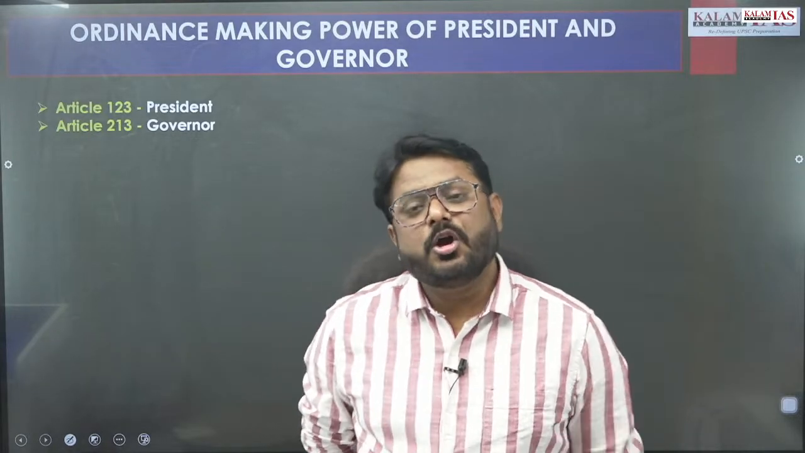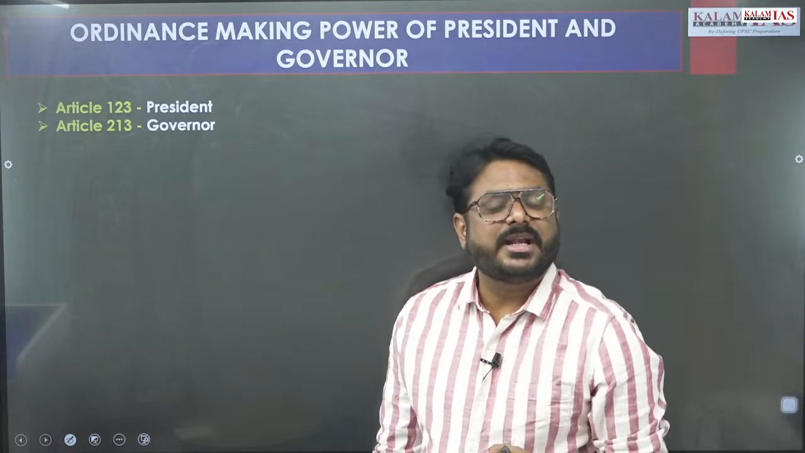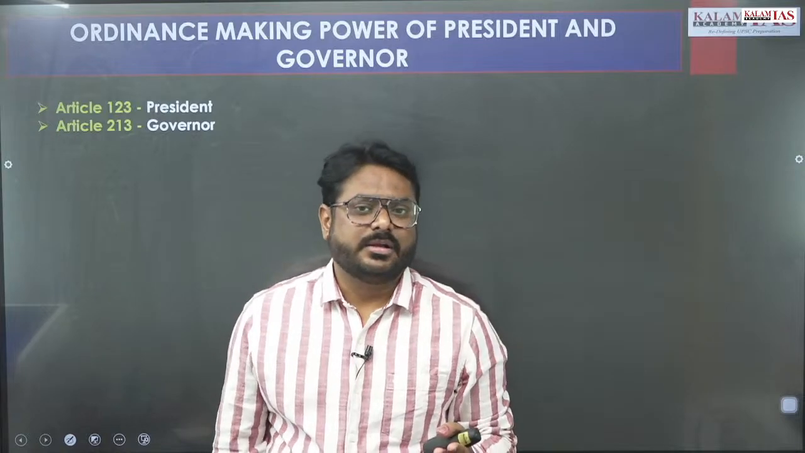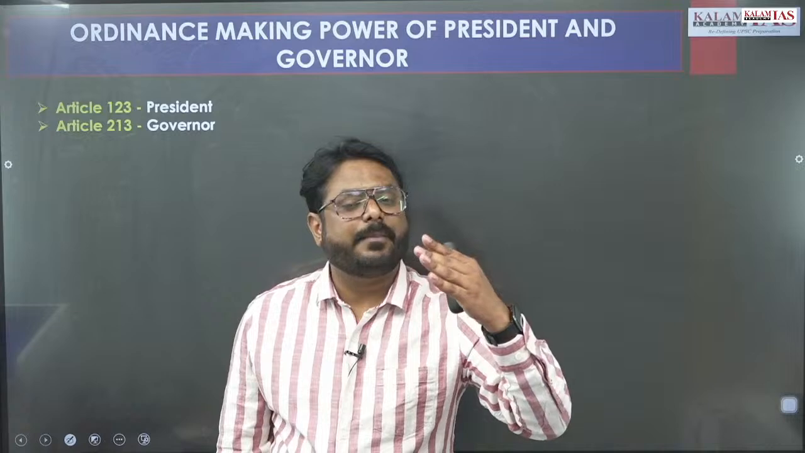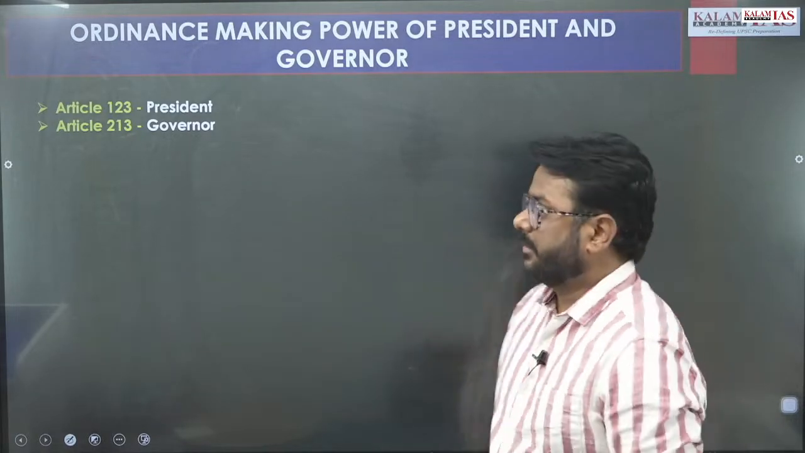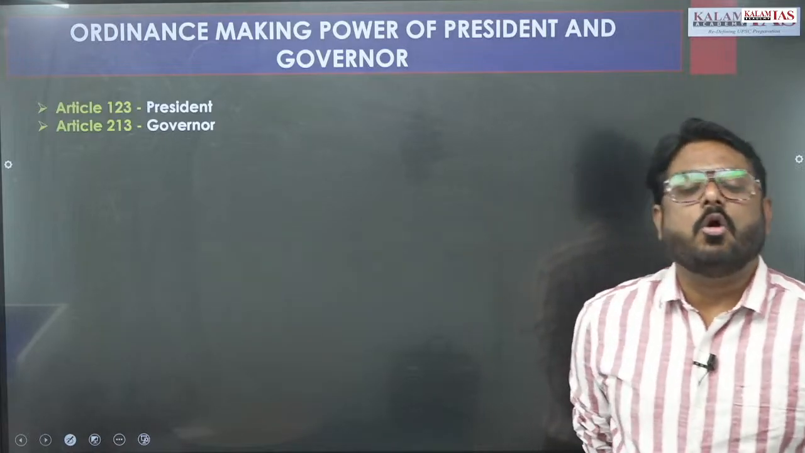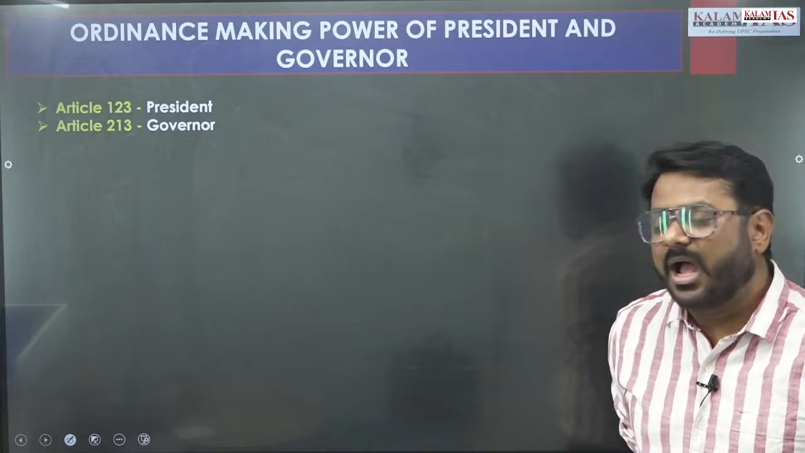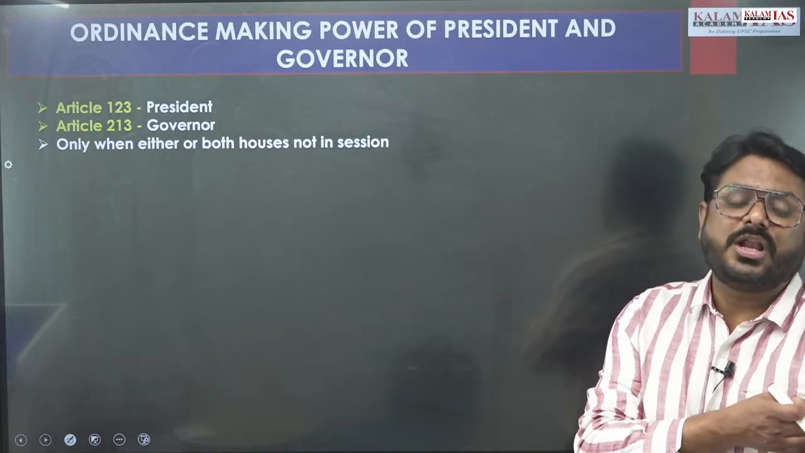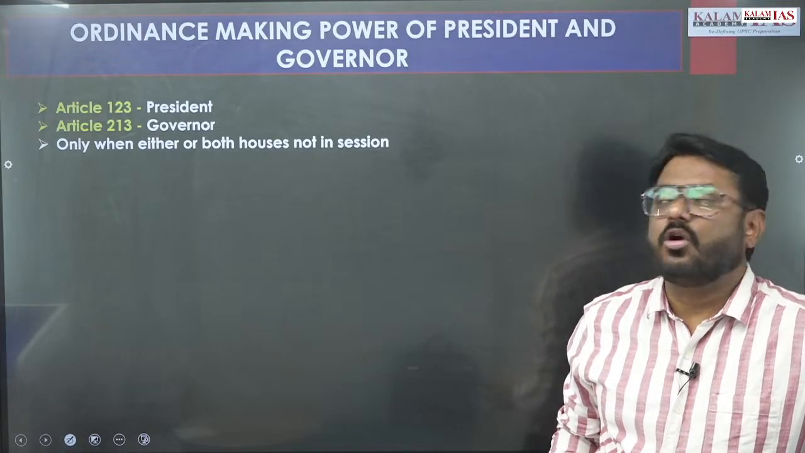Why? Because a bill has to be passed by both the Lok Sabha and the Rajya Sabha, only then it goes to the president, and after the assent of the president, the bill becomes an act. But if any house is not in session, it is impossible for a bill to become an act. For that scenario, ordinance provisions are there. Under Article 123 of the Constitution of India, the President has the power to issue ordinances. Similarly, under Article 213, the Governor of each state has the power to issue ordinances, but only when both houses, or either of the houses, are not in session.